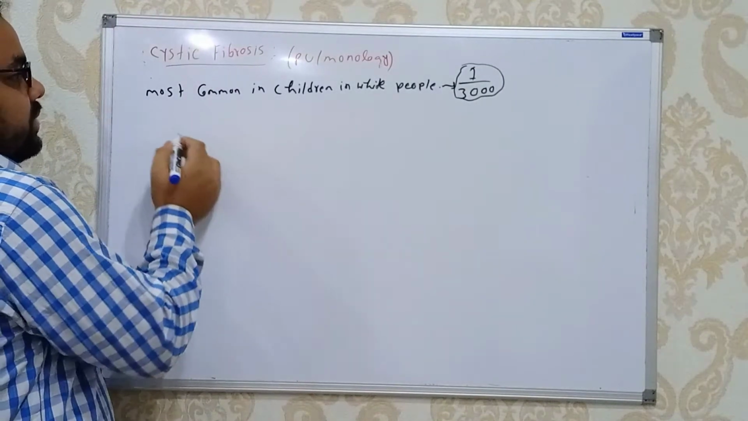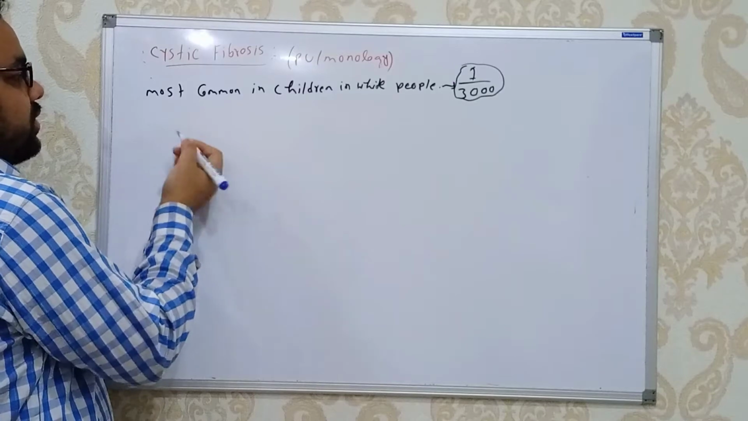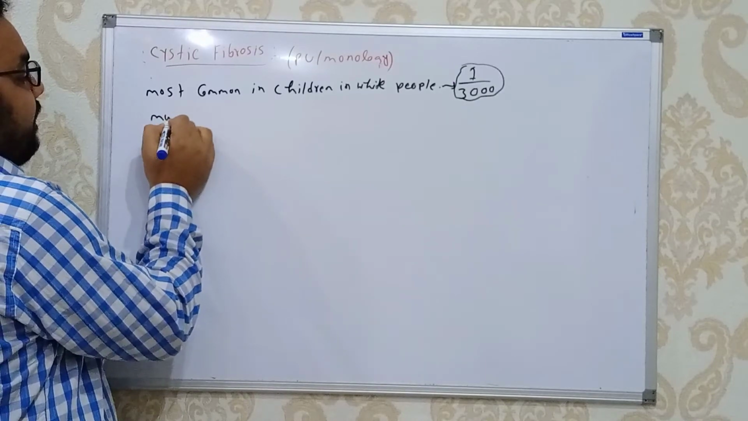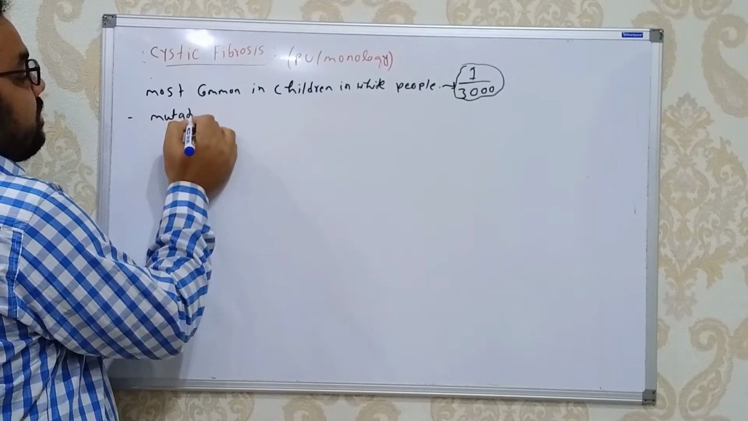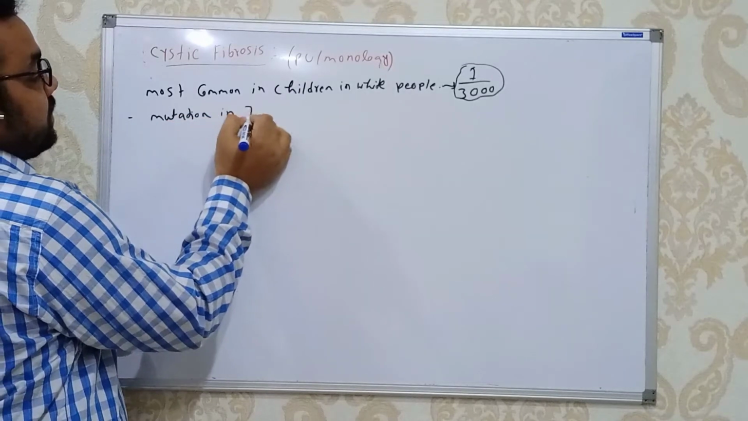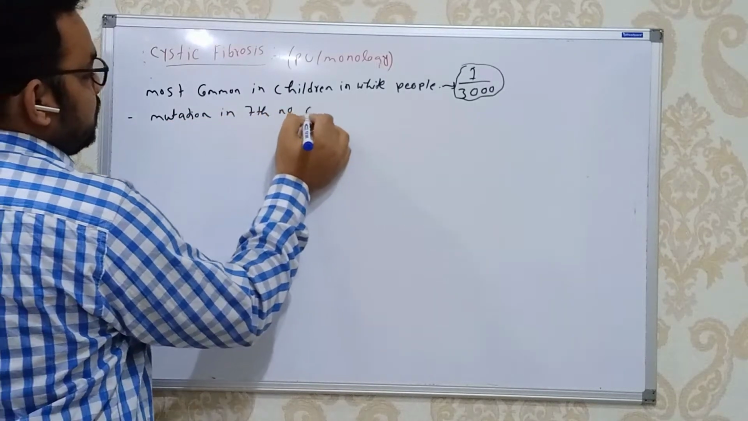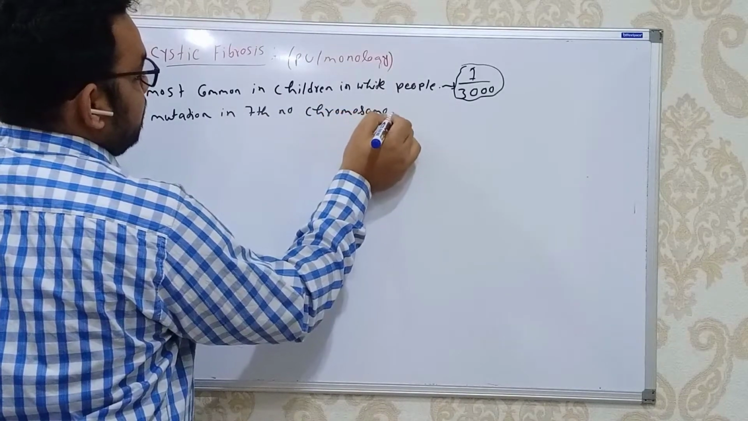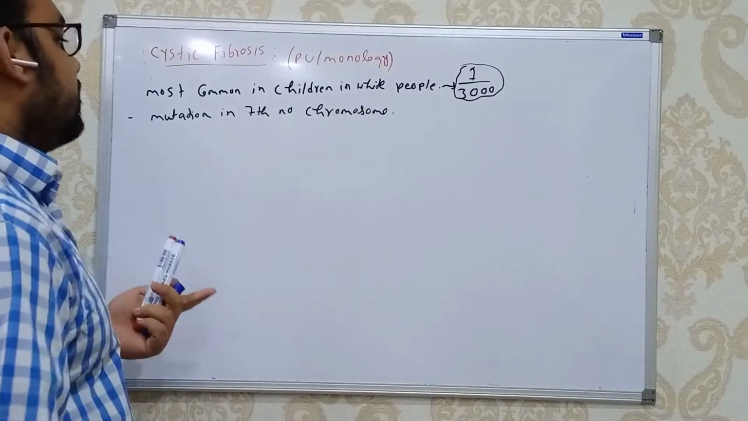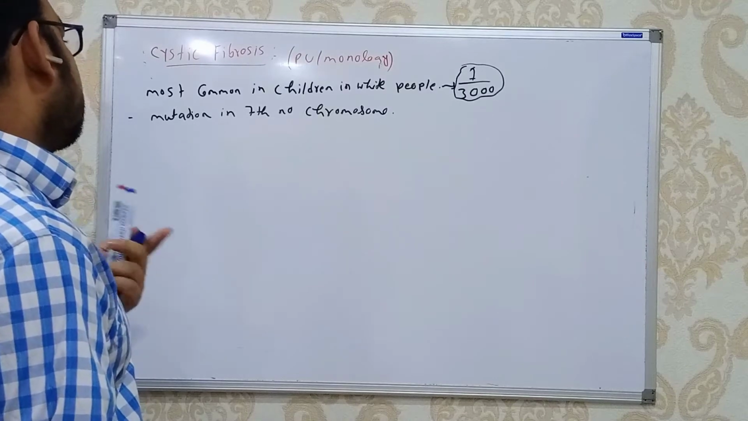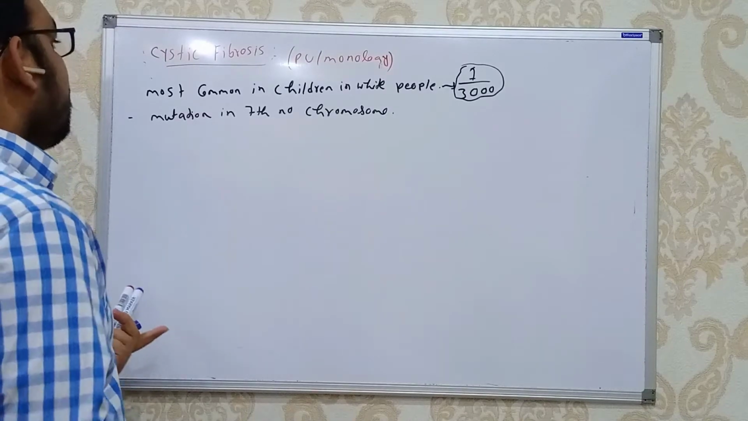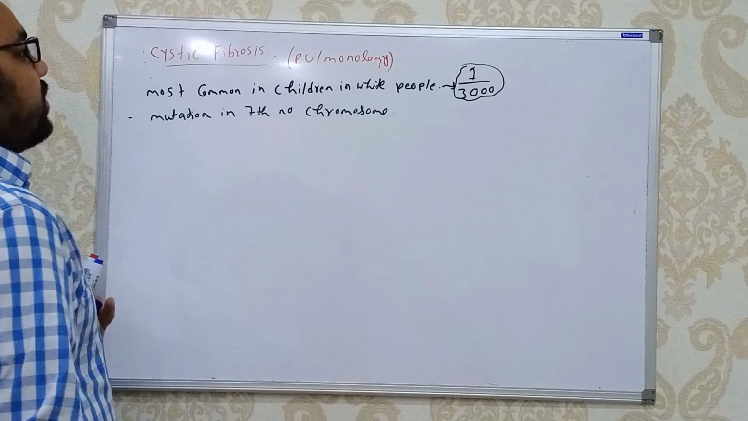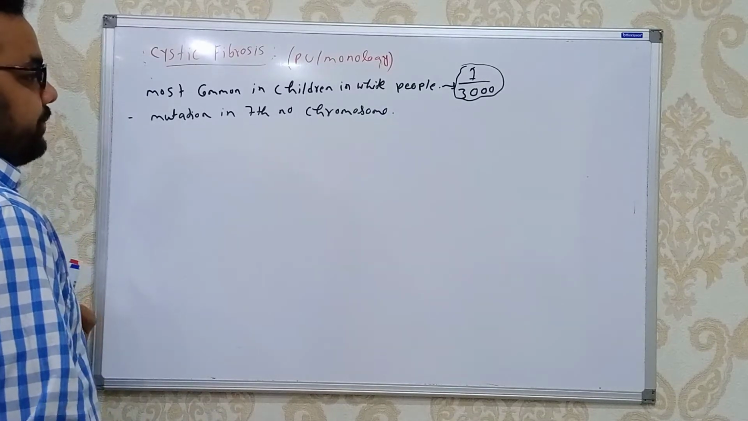So what is the main problem here? The main problem is the mutation in the 7th chromosome. On the 7th chromosome there is a gene, and mutation of this particular gene is responsible for causing cystic fibrosis disease.